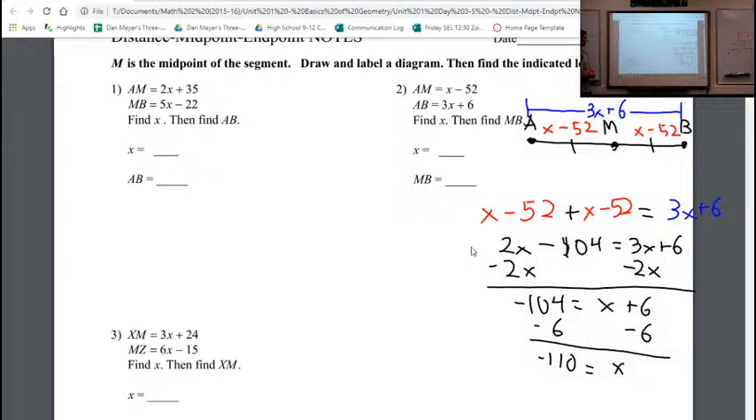I might use a different example when I go to post this because I don't like this answer. So I might re-record this with a different example.